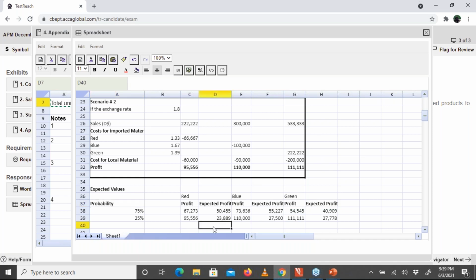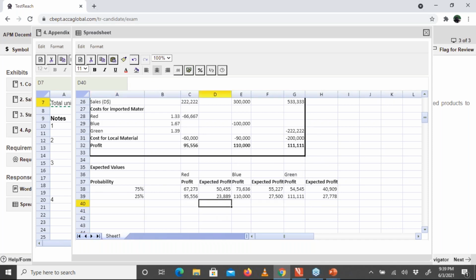Now, what you would do is the sum, you would do the calculations. And that is actually going to be like this.